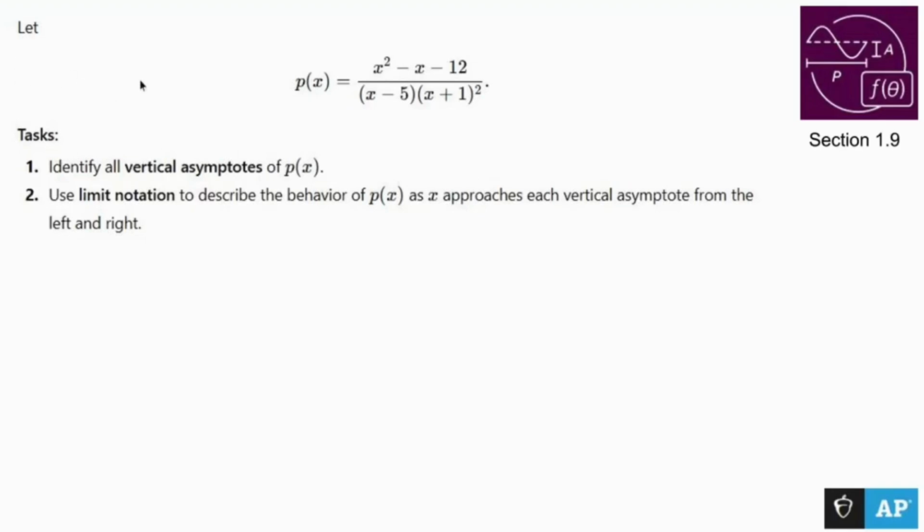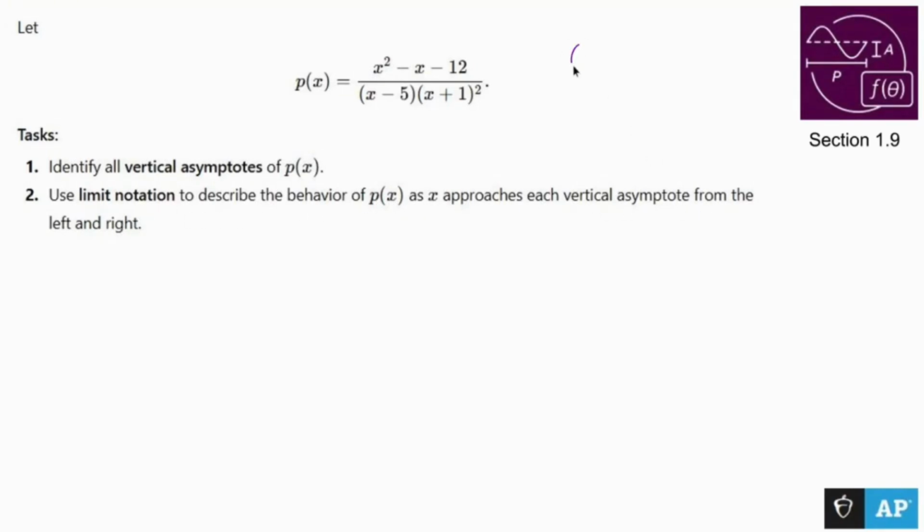This is a toughie. Let P of x equal x squared minus x minus 12 all over the quantity x minus 5 times the quantity x plus 1 squared. Identify vertical asymptotes and use limit notation to describe those vertical asymptotes.